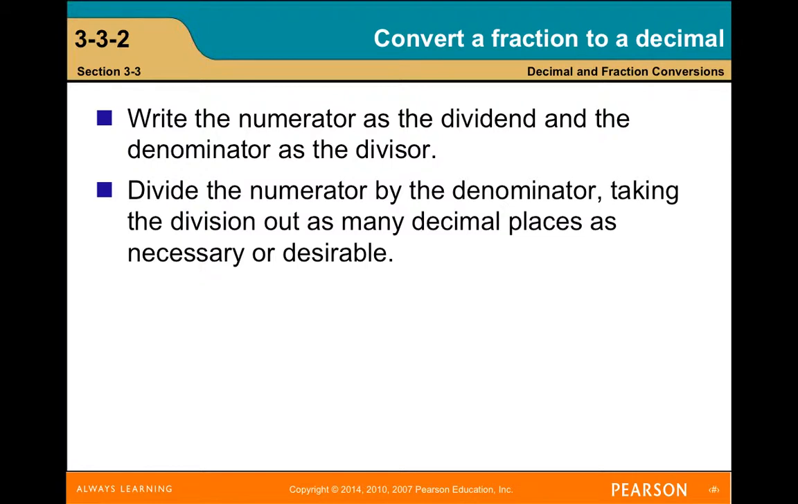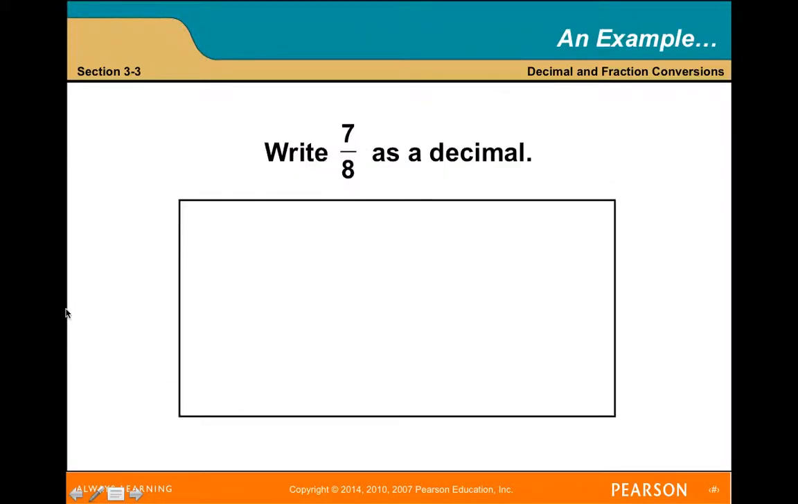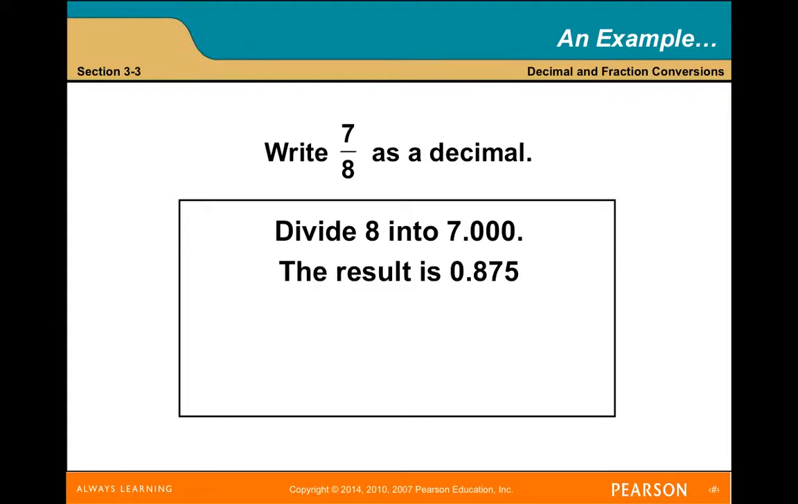Write the numerator as the dividend and the denominator as the divisor. Divide the numerator by the denominator, taking the division out as many decimal places as necessary or desirable. And a special note, in some cases, a repeating decimal will be the quotient of the operation. You may indicate that it is a repeating decimal or round as needed. So here to write 7 over 8 as a decimal, you divide 8 into 7, and the result is 0.875.